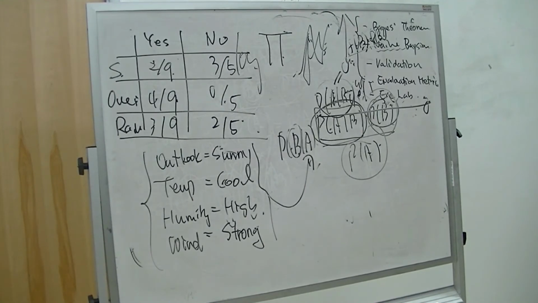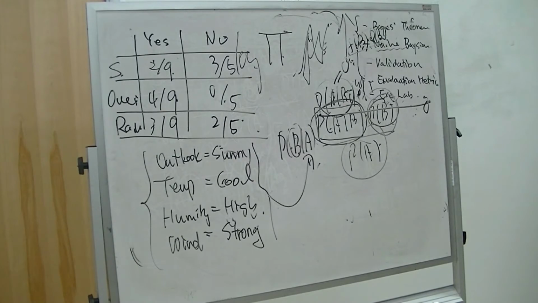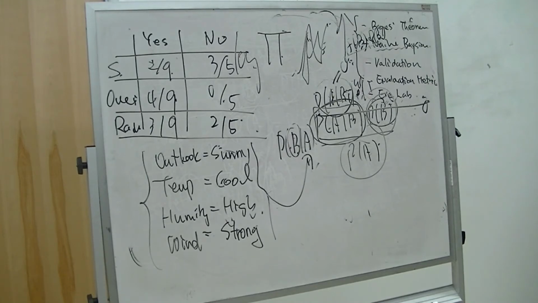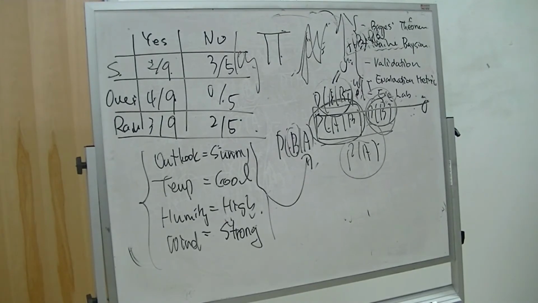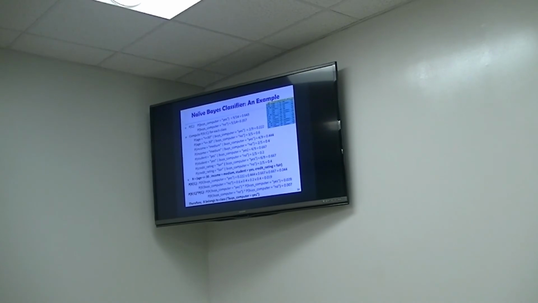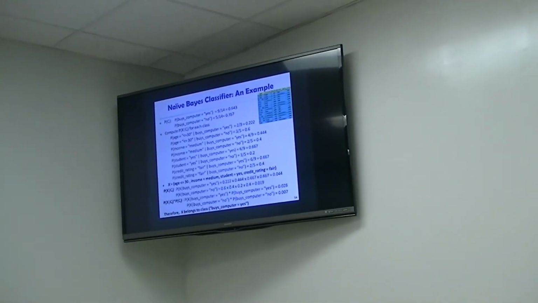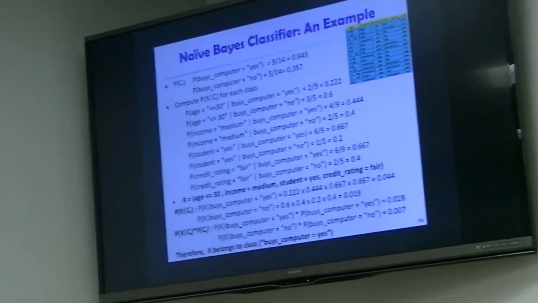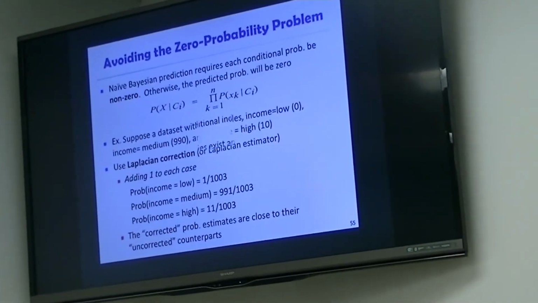Another example, this spam mail is a very popular example also. And the naive Bayes assumption is that attributes are independent. This is another popular example, buying computer, not buying computer. It's the same example that we used in the decision tree, so you can compare how accurate it is.